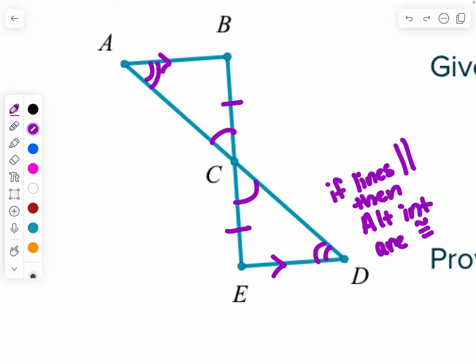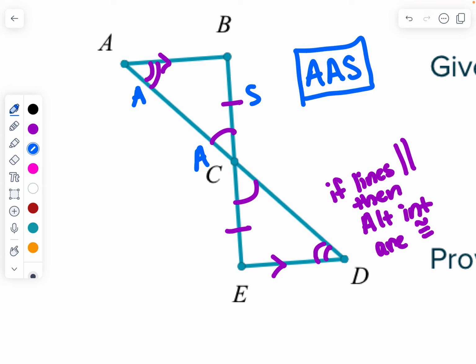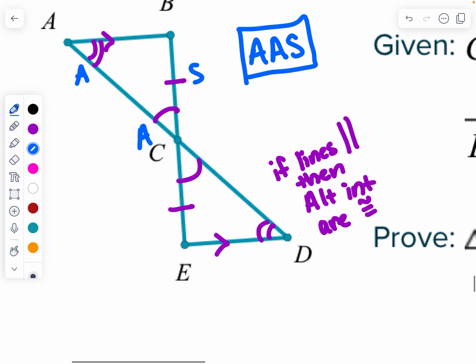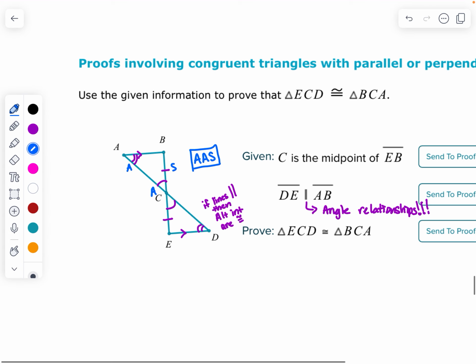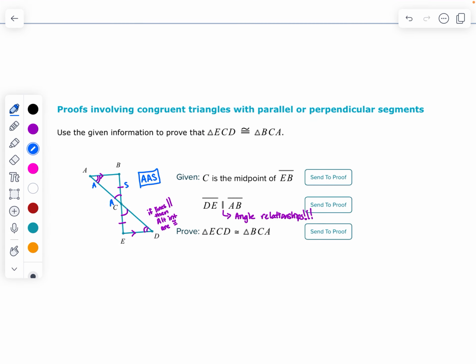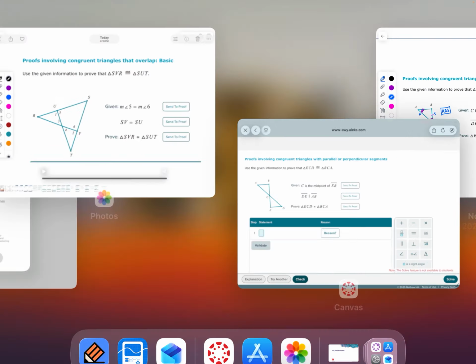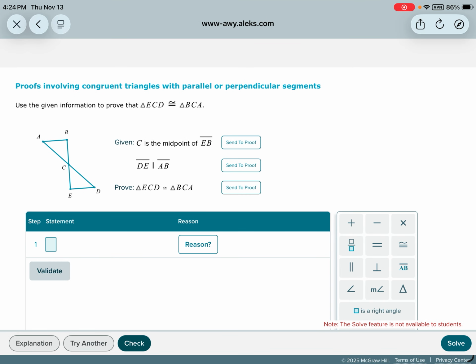So if we look at this, we've got an angle here, we've got an angle here, we've got a side. So we actually have angle, angle, side congruence. So we've got our plan now: angle, angle, side congruence, with segments that are congruent by midpoint, some alternate interior angles, and some vertical angles. So let's go over here and get that put in. So send to proof.